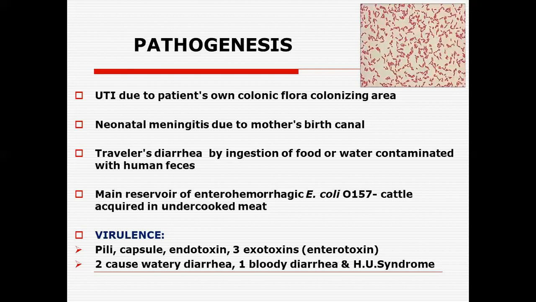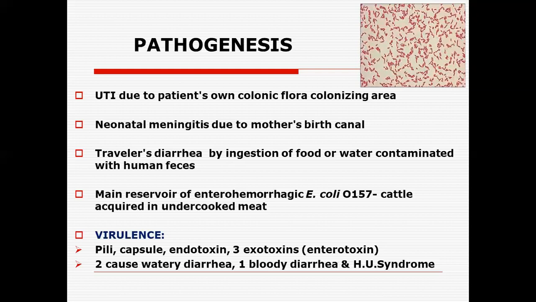Now, the virulence of this microorganism, O157, is because of the pili. We have the capsule, we have the endotoxin, and we have 3 different exotoxins. Two of these exotoxins cause watery diarrhea, and one of them causes bloody diarrhea, which is what we call hemolytic uremic syndrome. So, look at the structures: it has the pili and the capsule contributing to virulence potential, the endotoxin, and the exotoxins. A combination of endotoxin, 3 different exotoxins, pili, and capsule makes a synergistic virulence effect, causing huge damage to the human body.